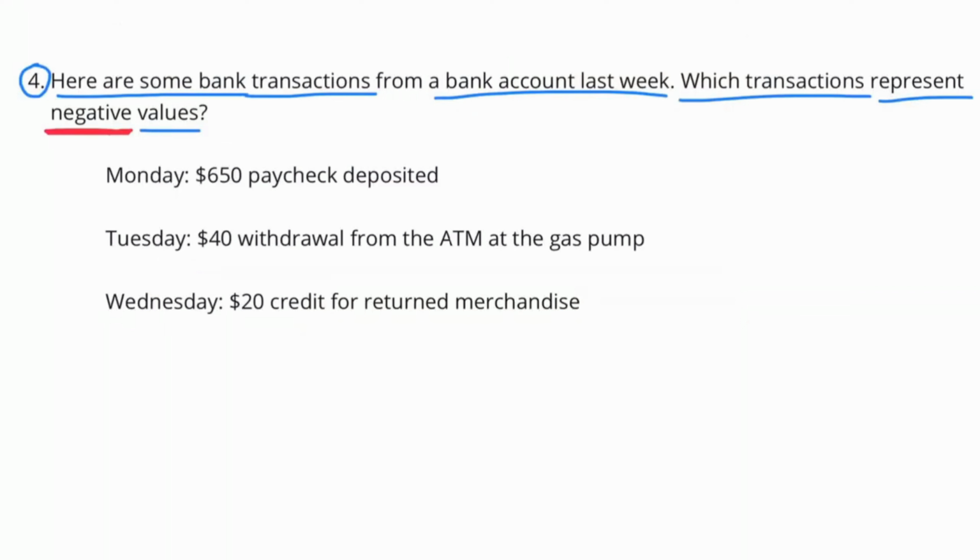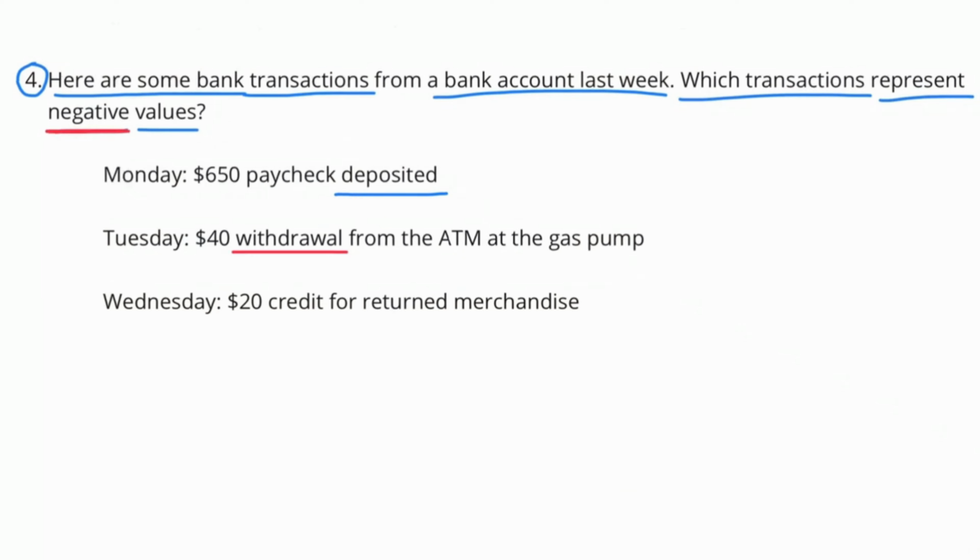Number 4. Here are some bank transactions from a bank account last week. Which transactions represent negative values? Monday, $650 paycheck deposited. That's not a negative, that's a positive because it was deposited. Tuesday, $40 withdrawal from the ATM at the gas pump. That's a negative because money was withdrawn.